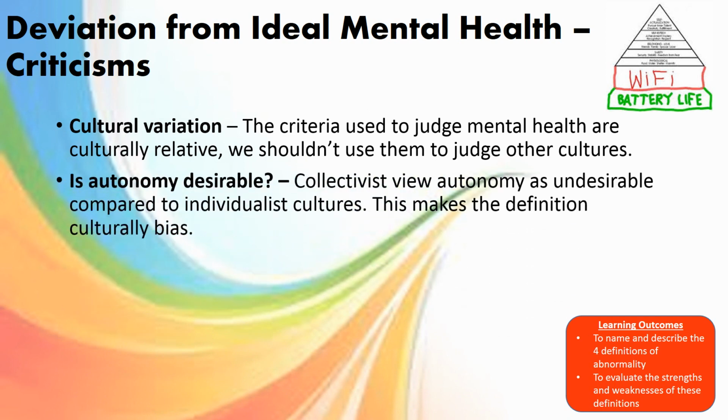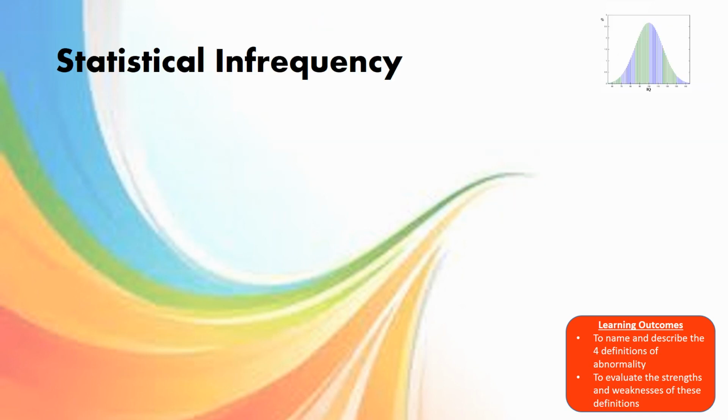There's also the question of whether autonomy is desirable. So is it desirable to actually have elective decisions, to be individualistic? If you've got a culture which is collectivist, that might not actually view autonomy as desirable, and therefore this makes the definition culturally biased.